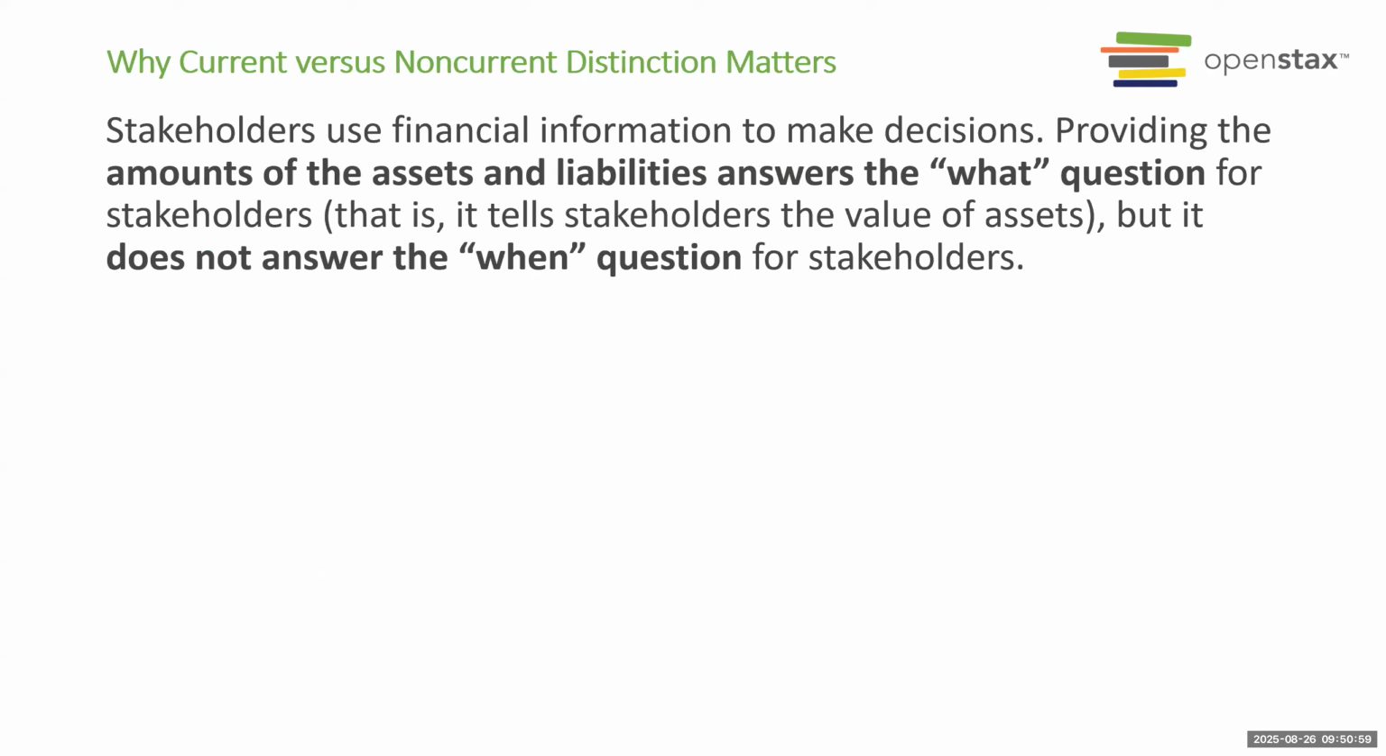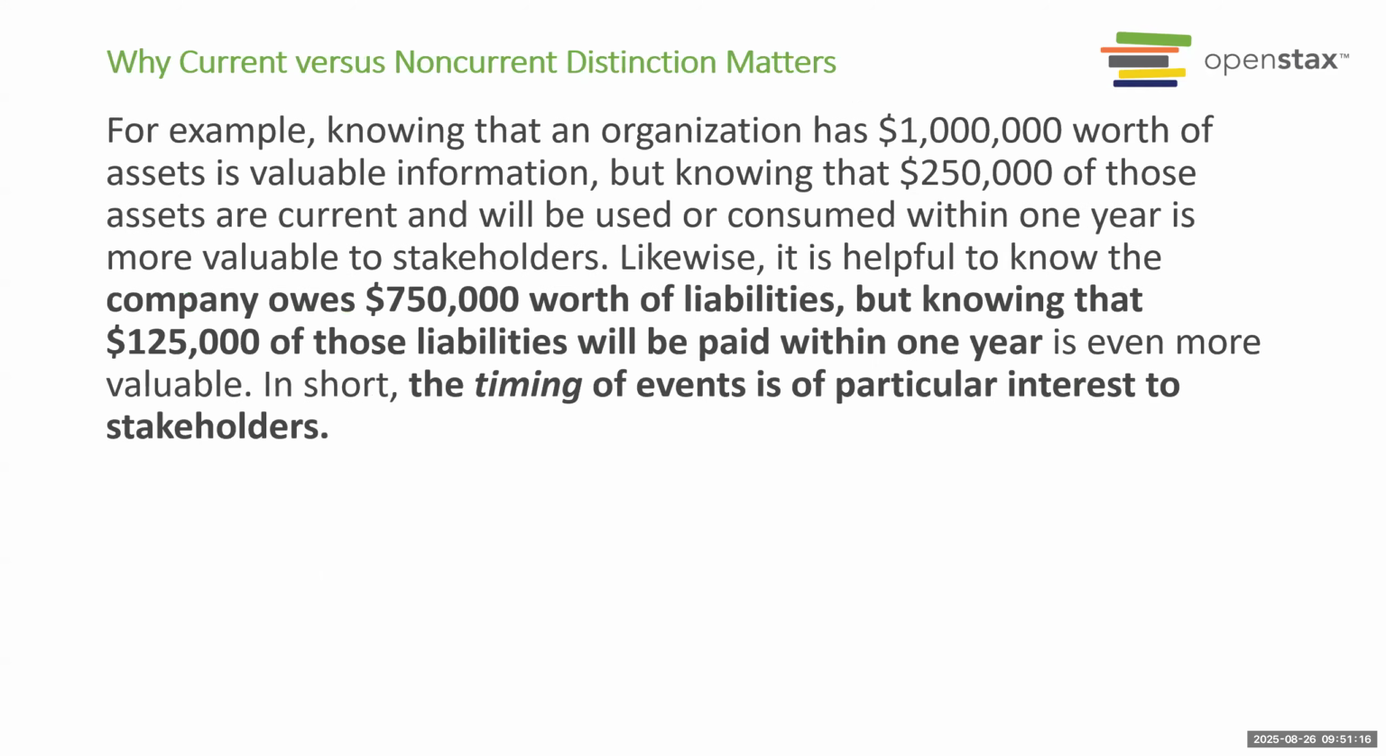Okay, stakeholders use financial information to make decisions. Providing amounts of assets and liabilities answers the what question for stakeholders. But it does not answer the when question for stakeholders. What does that mean? Here's an example. Knowing that your organization is worth $1 million of assets is valuable information. But knowing that 250,000 of those assets are current and will be used or consumed within 1 year is more valuable to stakeholders. It really gets around to liquidity.